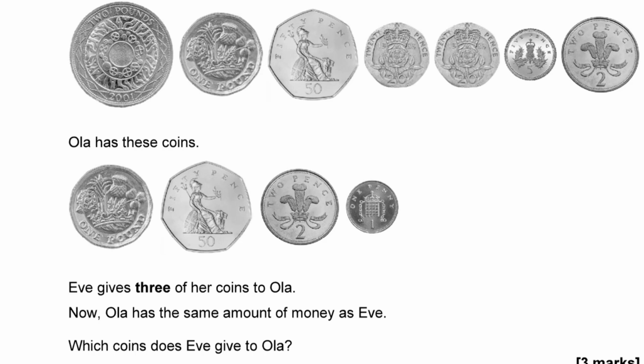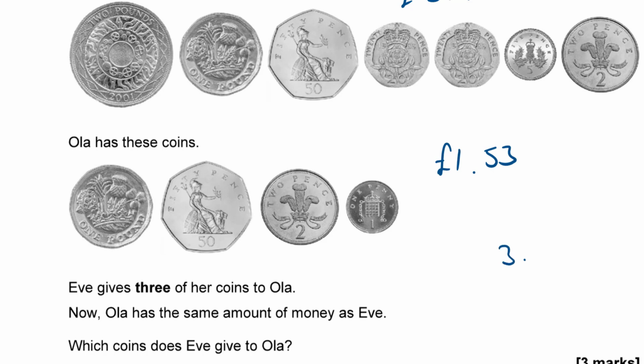So Ola starts with £3 and 97 pence. Ola has a £1, 50p, a 2p and a 1p. So that is £1 and 53. Okay, so then after Eve gives Ola 3 coins, they should have the same amount. Okay, so how many coins does she give him? Well, if we can work out what the difference is between their two numbers and half it, then we'll know how much Eve gives to Ola.